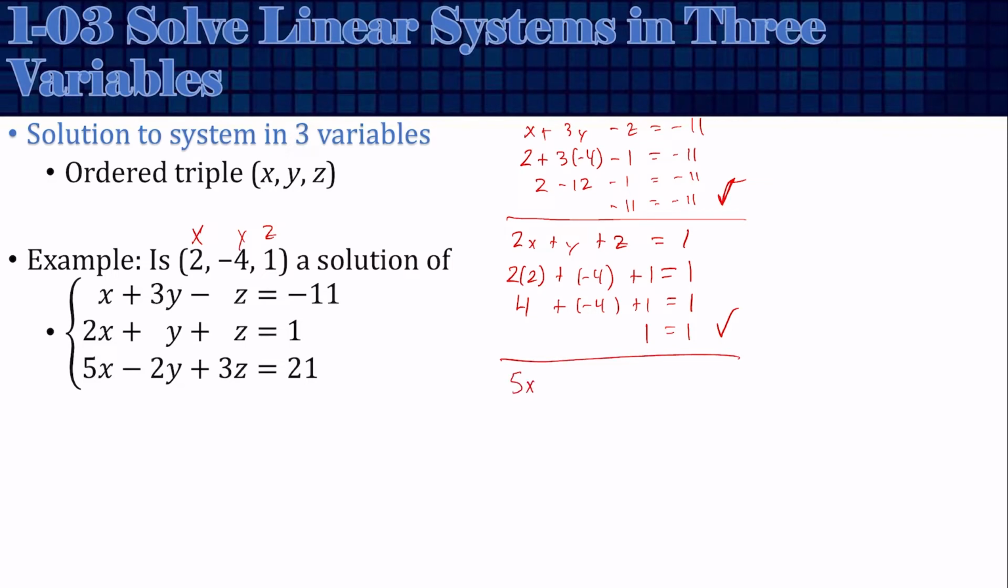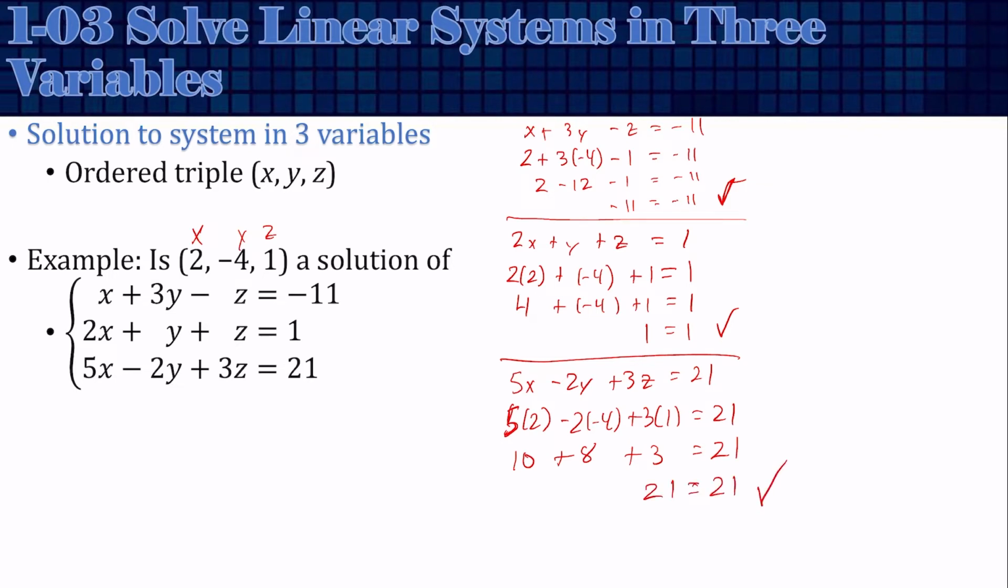So let's try the last one. Plug in the 2 for the x, the -4 for the y, the 1 for the z. 5 times 2 is 10. 2 times 4 is 8. 3 times 1 is 3. 10 plus 8 is 18, plus 3 is 21. 21 does, in fact, equal 21. So, it works in all 3 equations. Is it a solution? Yes, it is a solution.